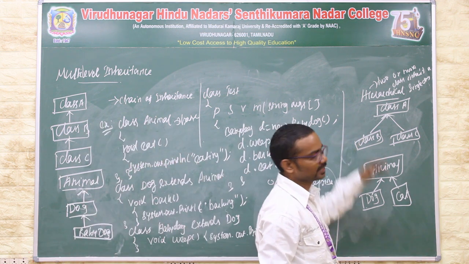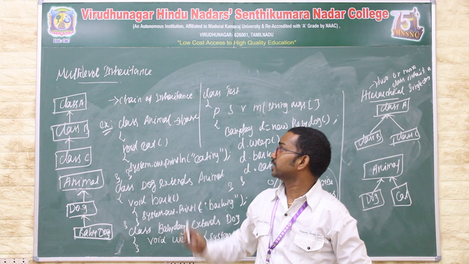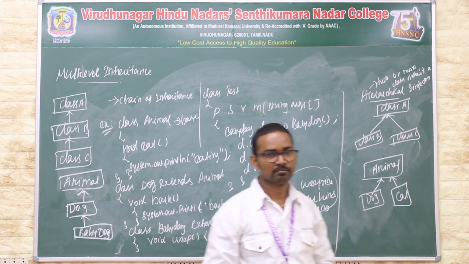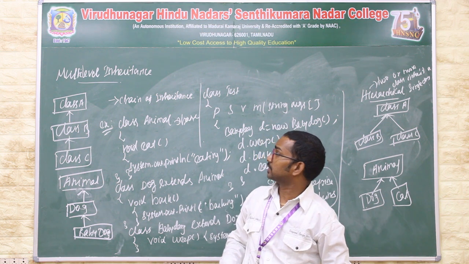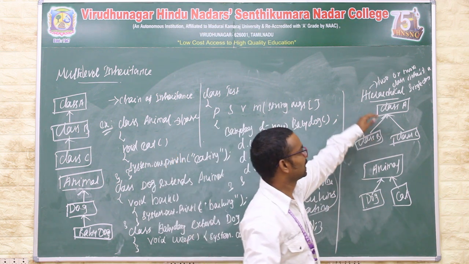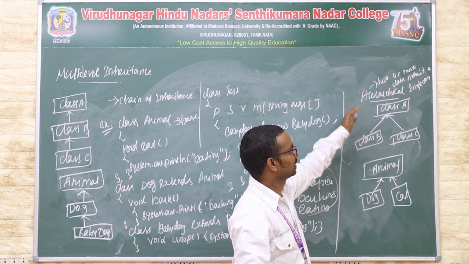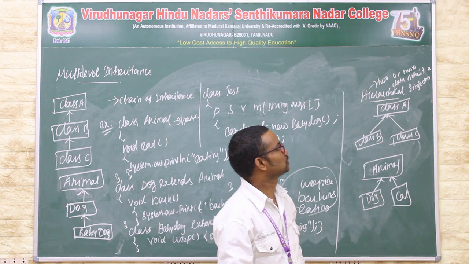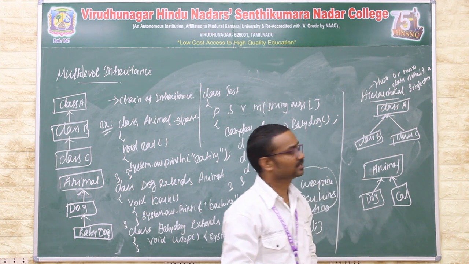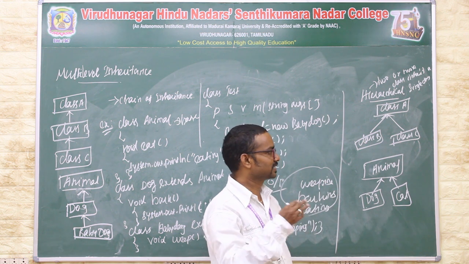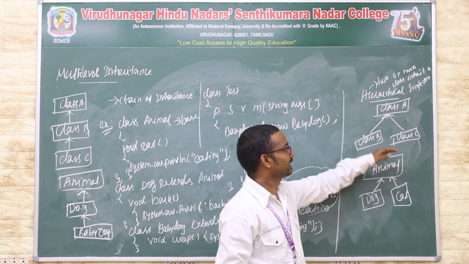Next is hierarchical inheritance. Multiple inheritance is not supported in Java. Next, another type of inheritance is called hierarchical inheritance. Hierarchical inheritance means that when two or more classes inherit a single class, it is known as hierarchical inheritance.